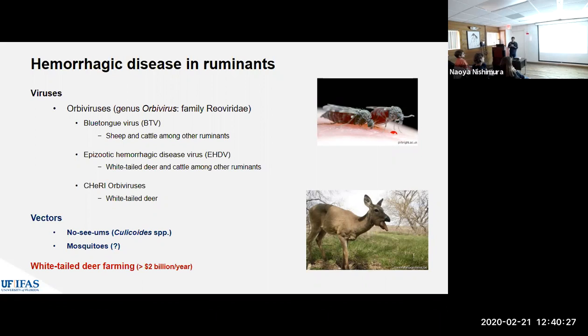The vectors of these viruses are mainly Culicoides species, commonly referred to as no-see-ums, biting midges, or sandflies here. However, the Cherry orbiviruses recently found are closely related to African horse sickness virus or Mobuck virus that are mainly transmitted by mosquitoes. So we're beginning to suspect a role of mosquitoes in the transmission of these orbiviruses. That being said, why is this important?